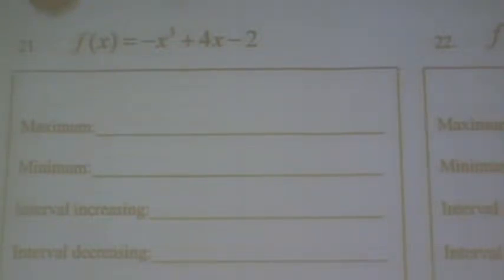So, go for number 21. Type it in and see if you know what all these things are: max, min, interval increasing, interval decreasing, inflection point, concave up, concave down, and any constants. And I will do it with you. Again, if your window is messed up, because the story problems are crazy, change it to a standard window.